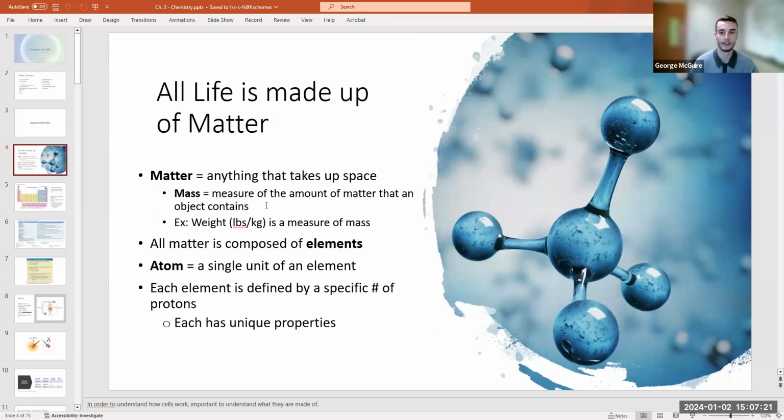Okay. And so all matter is going to be composed of elements, and an individual unit of an element is an atom. So atoms interact with other atoms to make molecules, molecules interact with other molecules to make organelles and to make cells, and so on and so forth.